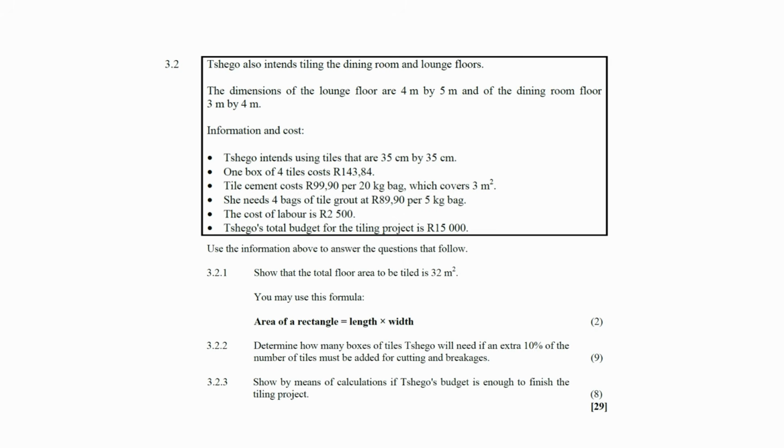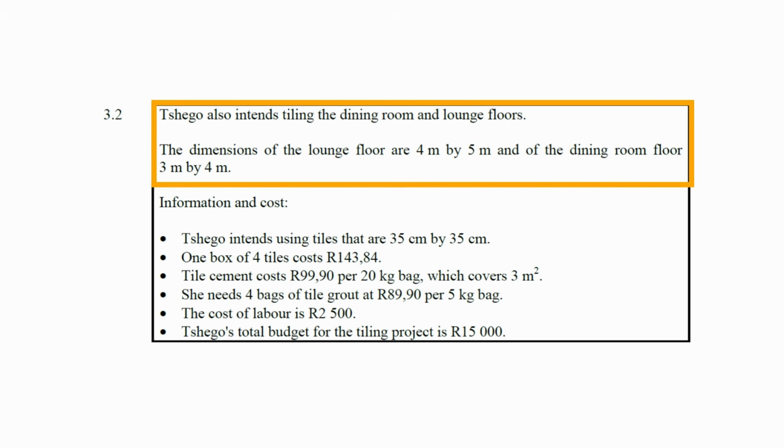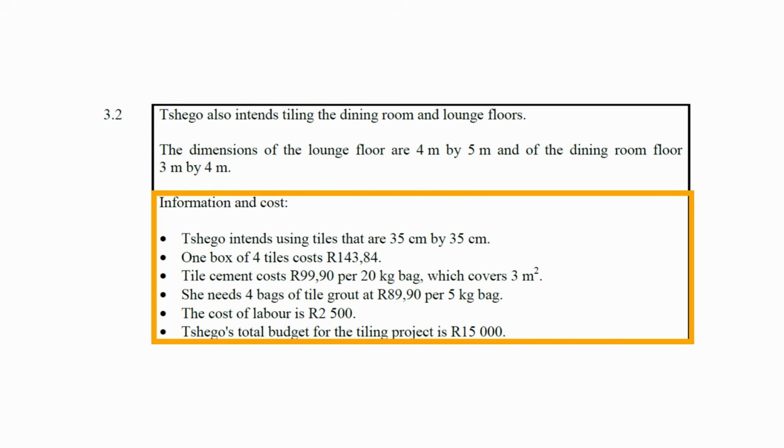Question 3.2 consists of 2 measurement questions and 1 combination of measurement and finance question. These questions were designed to assess your understanding of budgeting and planning in relation to renovation of rooms in homes. You are given a situation where a person intends tiling the floor of a dining room and lounge. You are given the dimensions of these floors in meters. You are also given some information on the dimensions of the tiles, its cost and other material, and the labor costs as well as the total budget for the project.